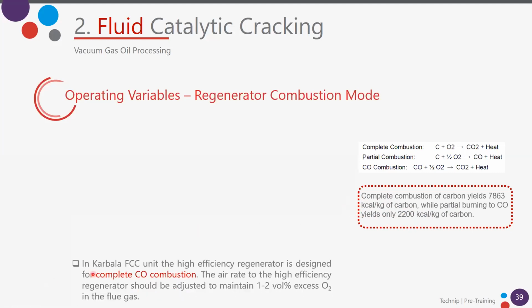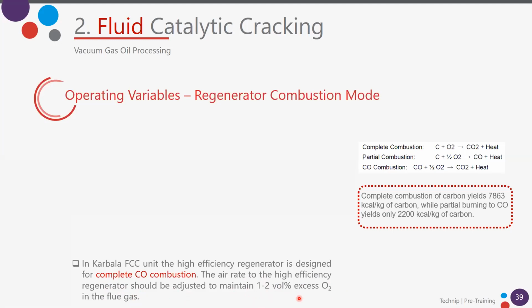So in the Carvala FCC unit, the high efficiency regenerator is designed for complete CO combustion. How will we get this complete combustion? We have to adjust, of course, the air rate to the regenerator and maintain an excess of oxygen in the flue gases, okay? The excess of oxygen recommended is between 1 and 2 volume percent in the flue gases.